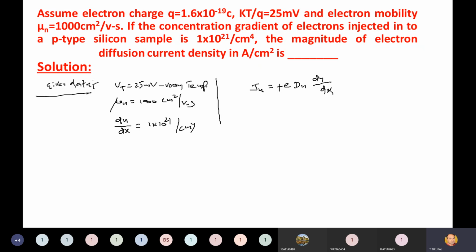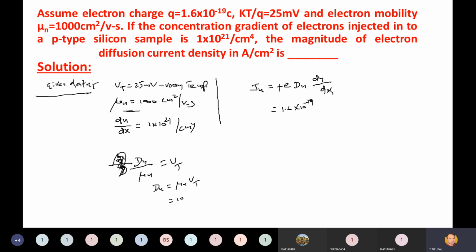dN is not given. You need to find it, right? So how to find it? Tell me. Jn is equal to E, which is given, 1.6 into 10 power minus 19. dN you can find because mu n is given. What is the formula? According to Einstein's relation, dN by mu n is equal to Vt. So what is dN? dN is equal to cross multiply, mu n into Vt.